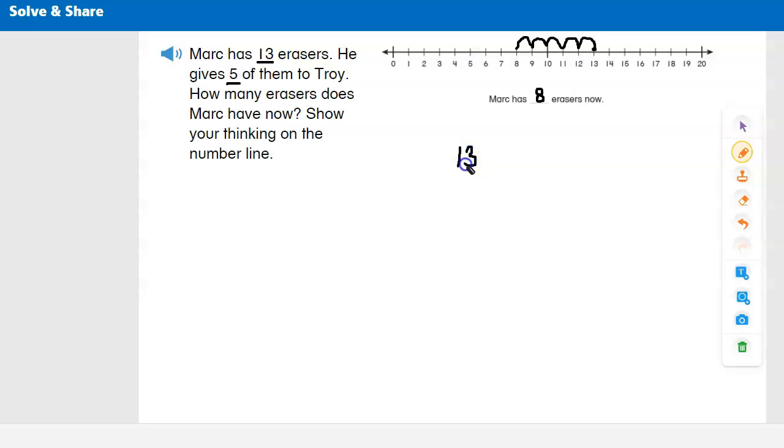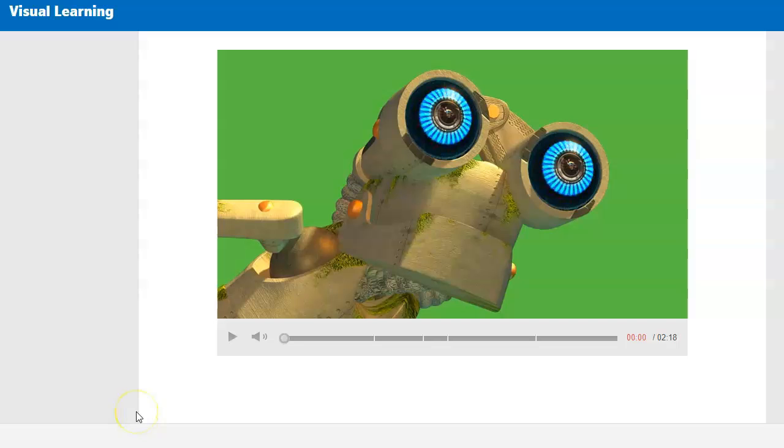So by taking your whole, 13, subtracting 5 apart, 13 minus 5 is equal to 8. So this is how you can subtract by using a number line. Now let's watch our animated video for Lesson 1 in Topic 4.